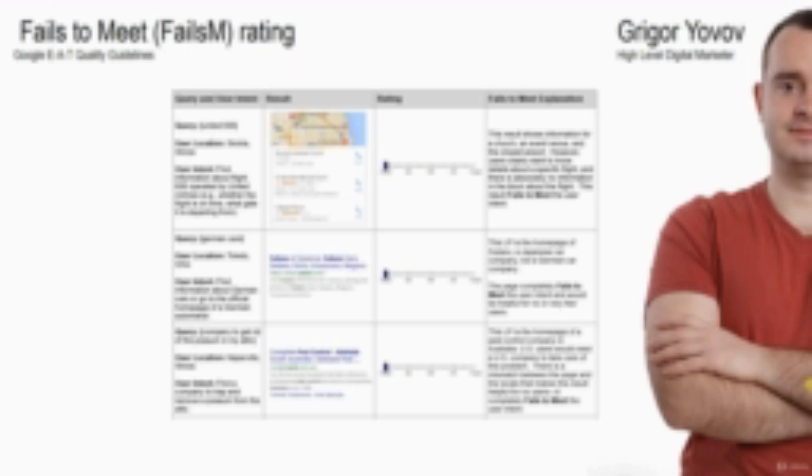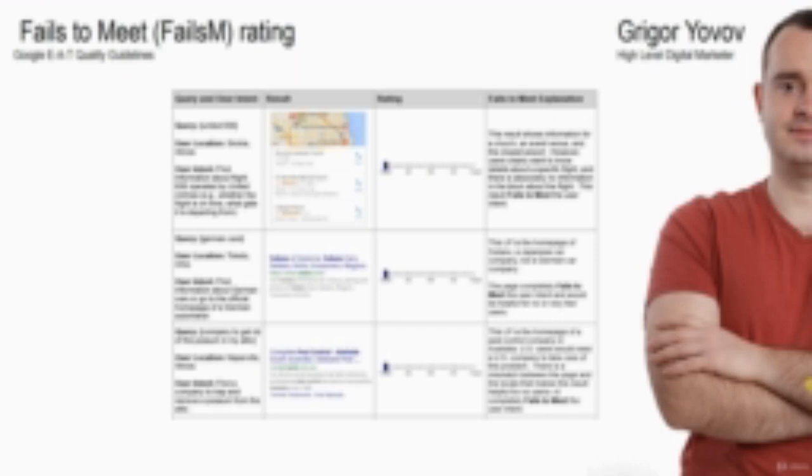The next query is German cars. User location: Toledo, Ohio. User intent: find information about German cars or go to the official homepage of a German automaker. And we have the Subaru.com website as a result, and it fails to meet just because Subaru is a Japanese car company and not a German car company.